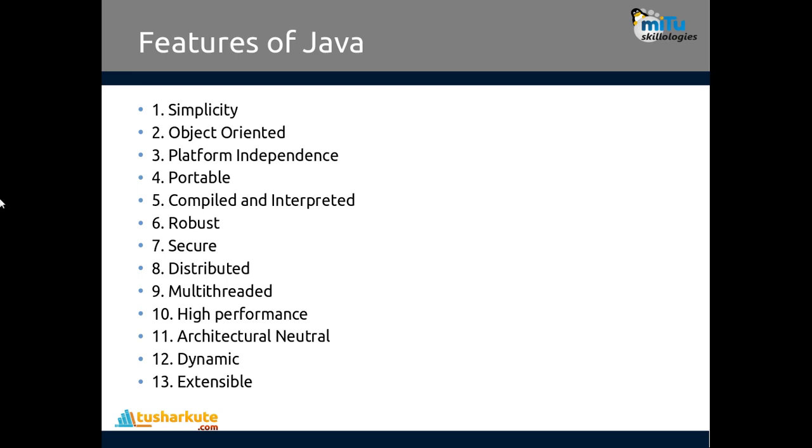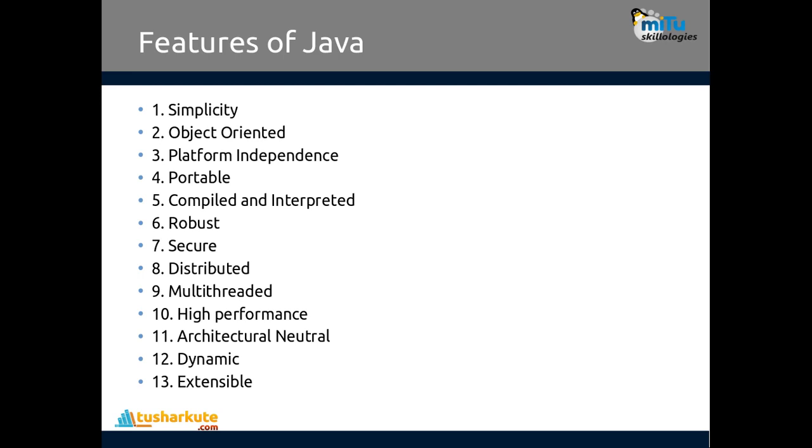Now let's go for the ninth feature, multi-threaded. You might have heard about multitasking. At a time, your computer system can handle multiple different processes, but under a process we also have small different processes running. They are called multi-threads. A thread is a small part of the program. This threading is possible in Java, and also in C and C++.